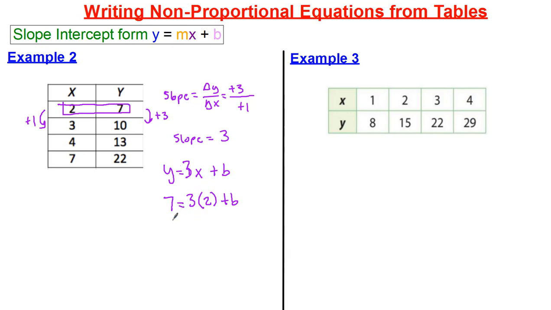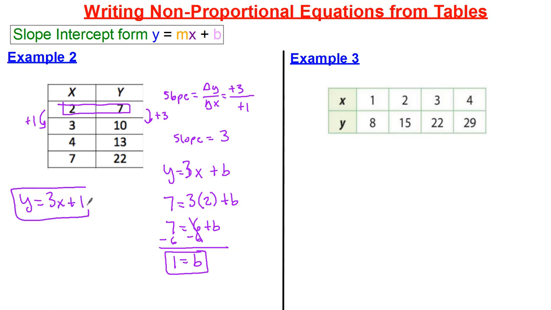Now, let me evaluate this. 3 times 2 is 6 plus b. So what number plus 6 is going to give me 7? I'm just going to use my algebra because this is what you're supposed to do. So 7 minus 6 is 1. 1 is equal to b. So my y-intercept is going to be equal to 1. Now let's just put the equation together. y equals 3x plus 1. That's the equation. That's how you could figure out what your y-intercept is if you don't have a 0 value for x. Okay, let's try this again.